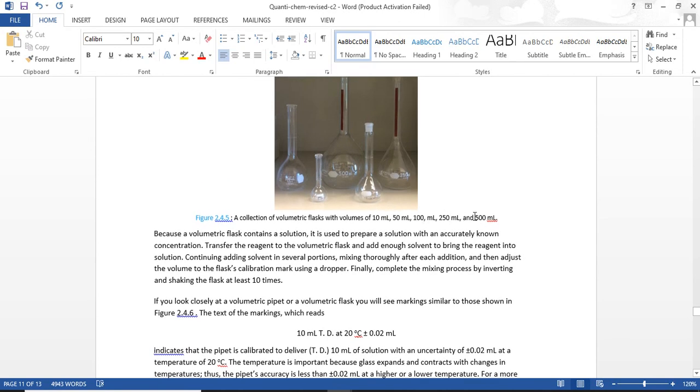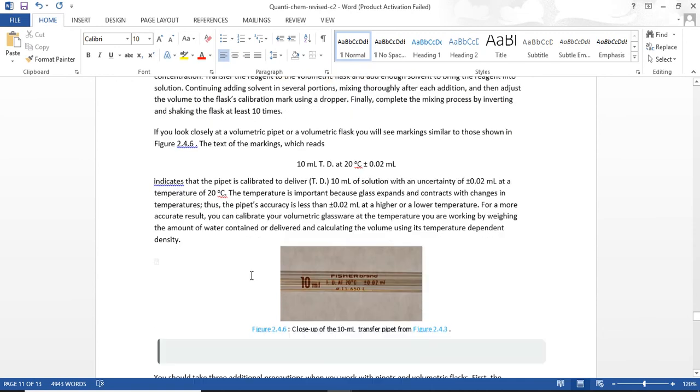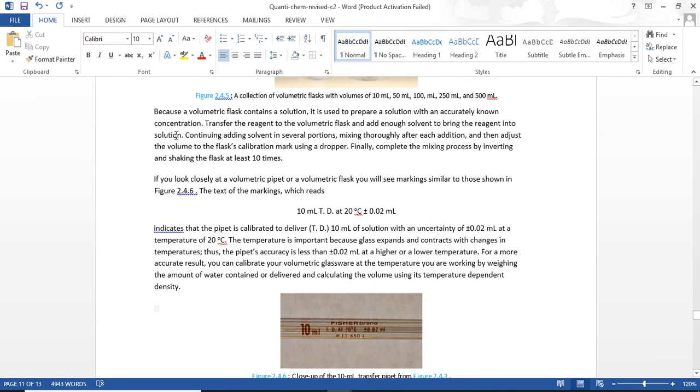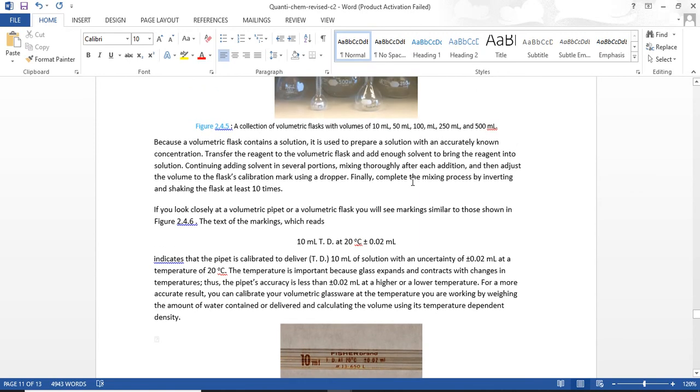Now, a collection of volumetric flasks with volumes of roughly 10 ml, 50 ml, 100 ml, 250 ml, and 500 ml. So you can see their capacity on their indicators. Okay, let's proceed.